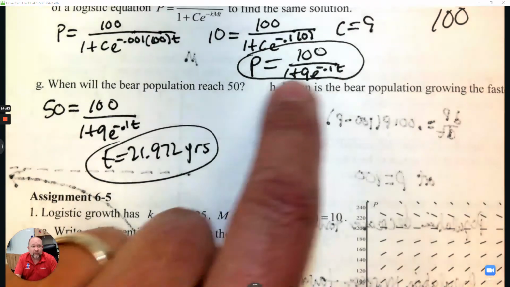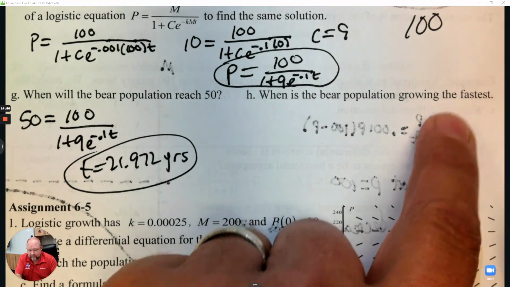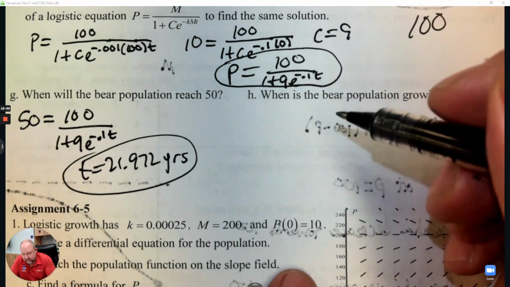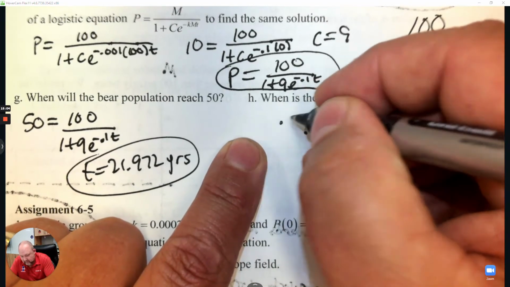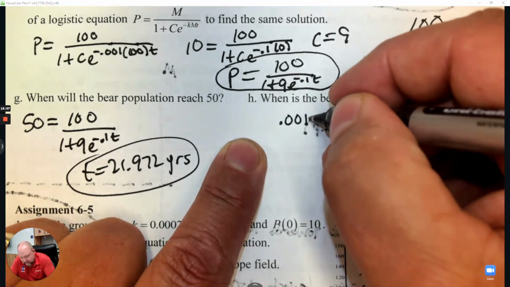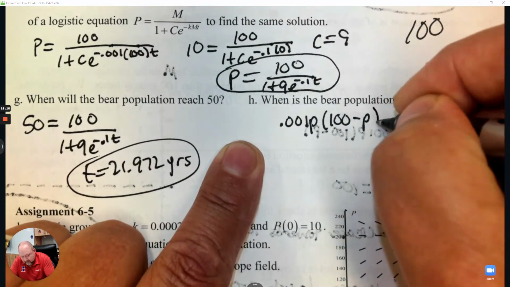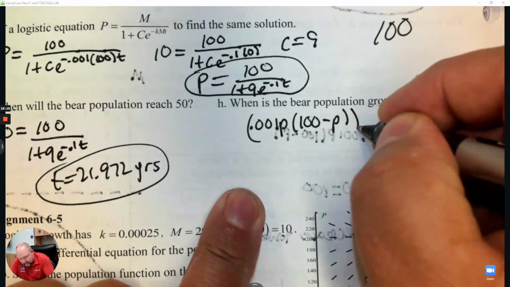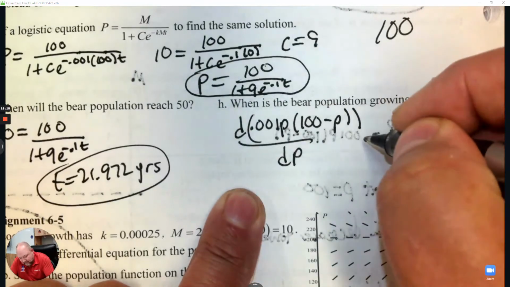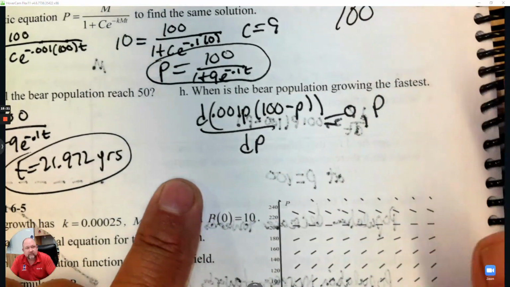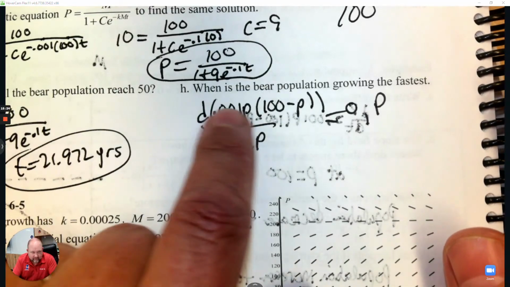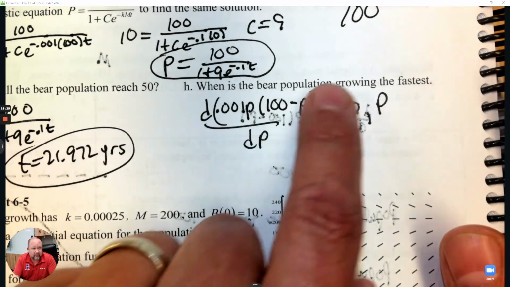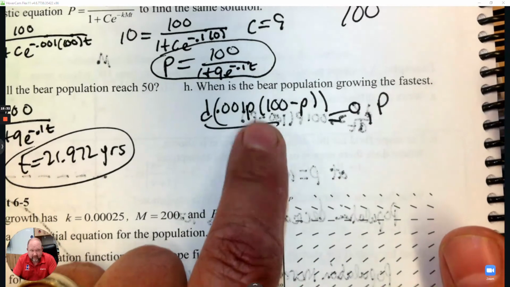And then it says, when is the bear population growing the fastest? To know when it's growing the fastest, growing means the derivative. So that's the diffy that we started with. So that's 0.001 p, 100 subtract p. That's the diffy. When is this growing the fastest? We have to take the derivative of that equal to 0 and solve it. So we have to take the derivative of this derivative to know when it's growing the fastest. So growing means it's the derivative. Fastest means I've got to take the derivative again of this derivative.